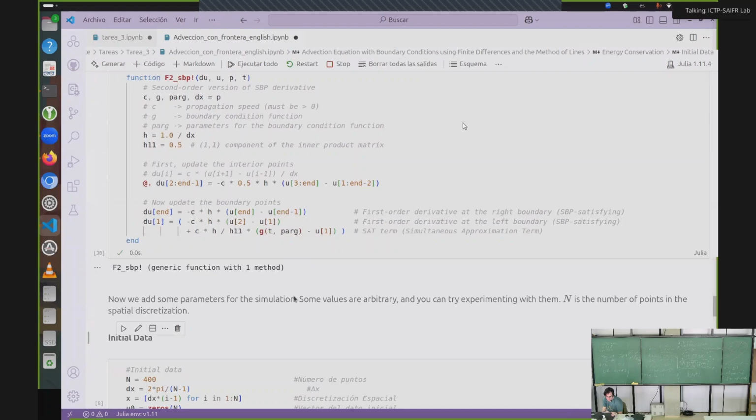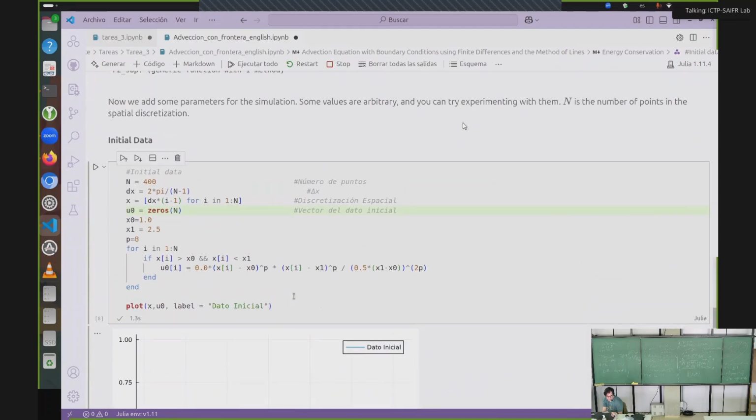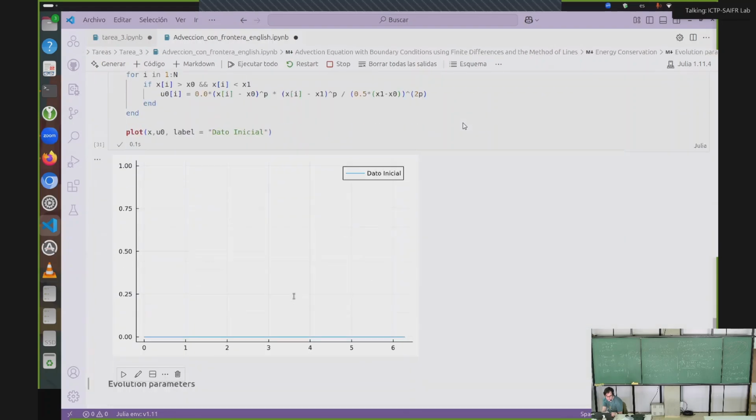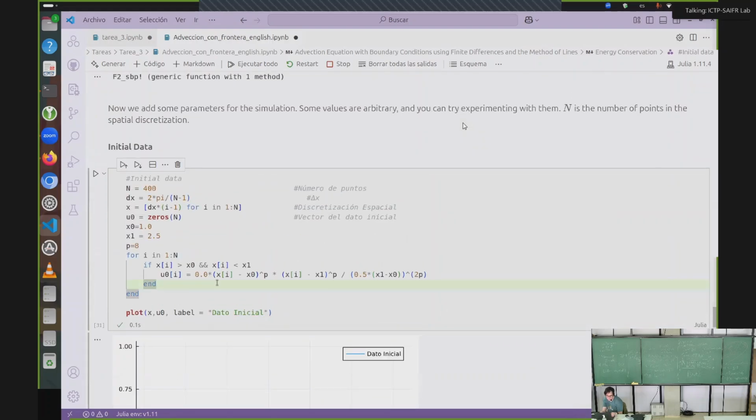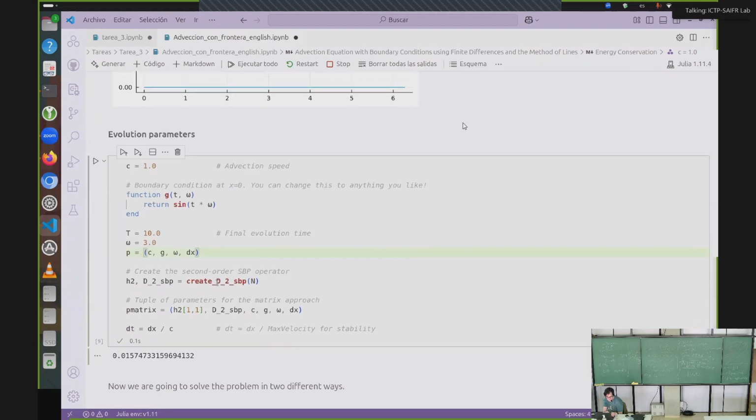And now we will give some initial data, which in this case we are giving as 0. But here you can put some wave at the beginning, whatever you want to put. And now we are creating some boundary conditions, right? In this case, we are using a sine wave, but you can modify this right here and put whatever you want. Just try to ensure that you at least have continuity with the initial condition.